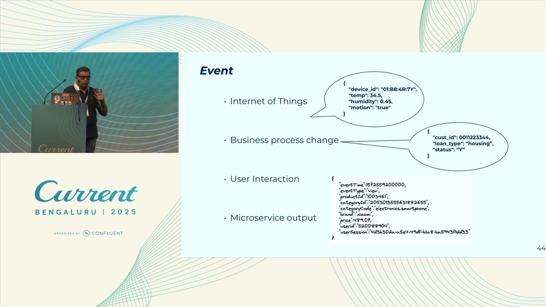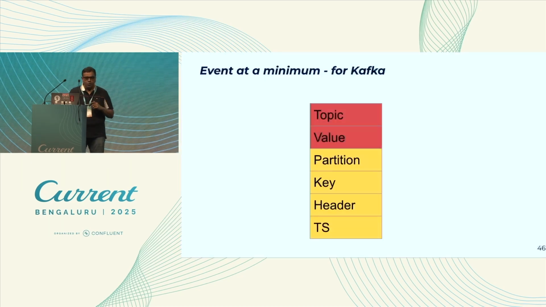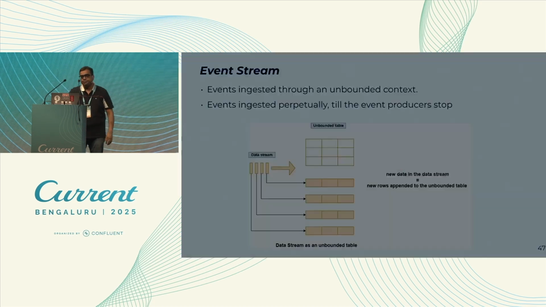So we understood what an event is. At a minimum, it has a key and a value. Of course, for Kafka, the mandatory things, as I told you, are the topic and the value, and the rest are non-mandatory. It's still optional, but we strongly encourage putting the key in so that you can do a lot of good group by kind of operations once your messages start appearing in Flink.